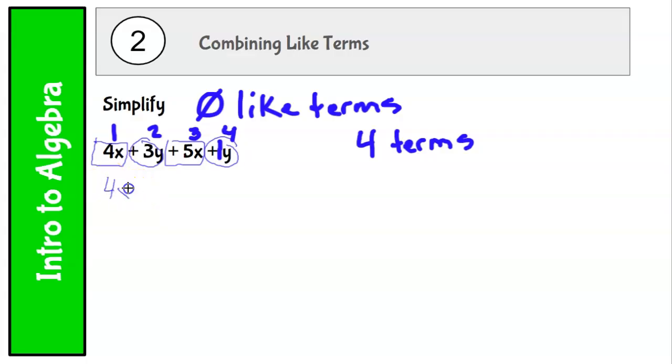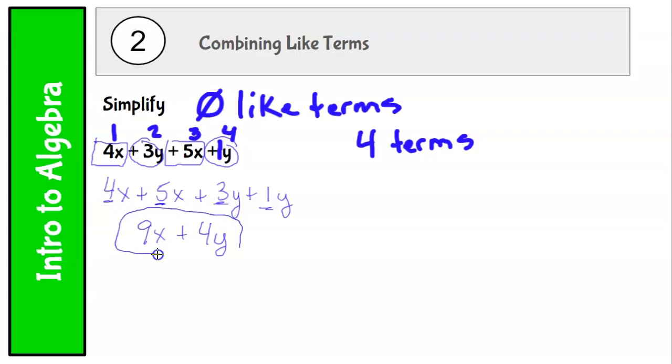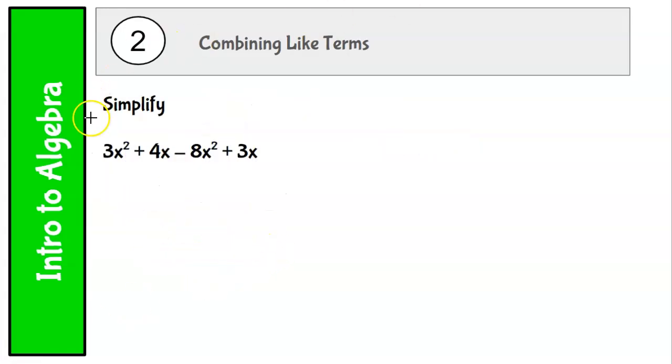So I'm actually going to rearrange this a little bit and put them right next to each other. And then 3y and y both have y, so I can add them together. I'm just going to add the coefficients. So 4 plus 5 is 9x, and 3 plus 1 is 4y. And that's my answer. I'm not trying to figure out what x is or what y is. I'm just simplifying it so that I have no more like terms that I can add together. Let's look at one more example where we simplify.